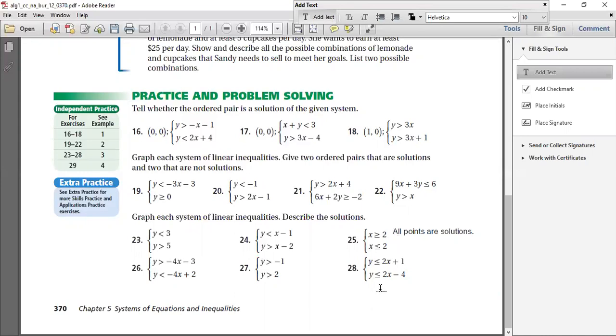Fine. Let's go to question number 28. Now this I'm doing basic mainly for those who said they didn't understand, but for those who have understood, yes, it will be easy for you.